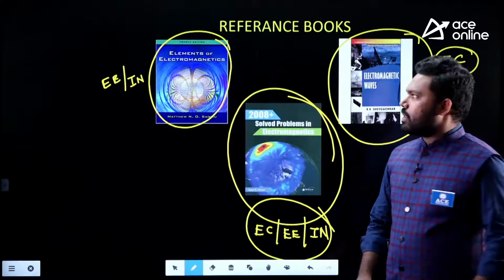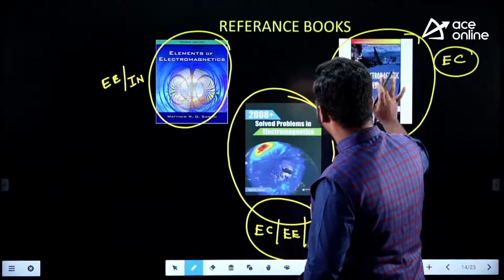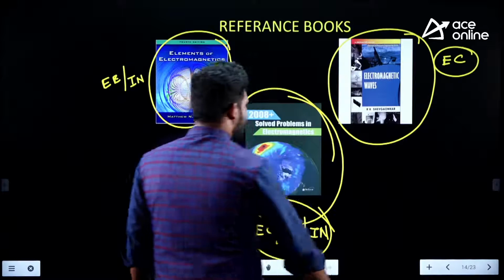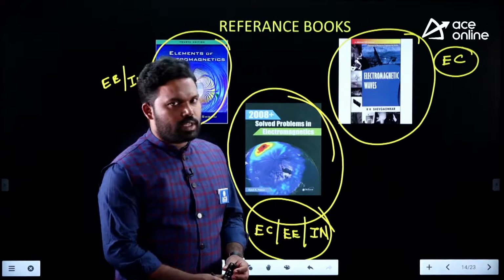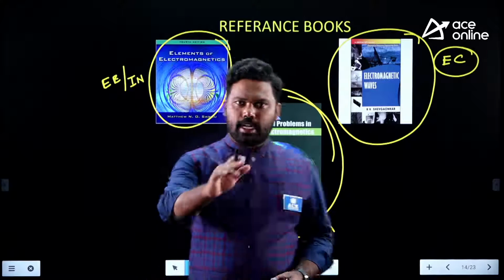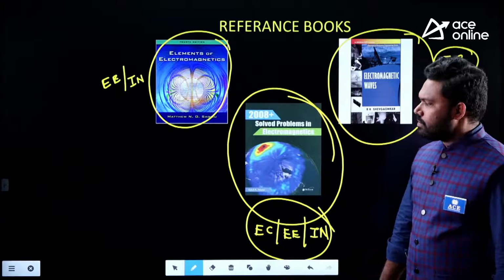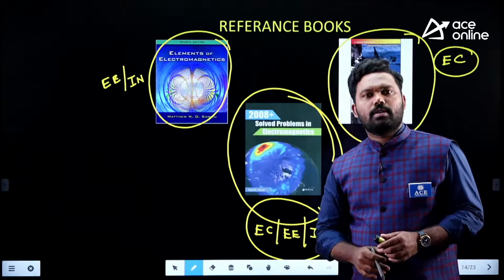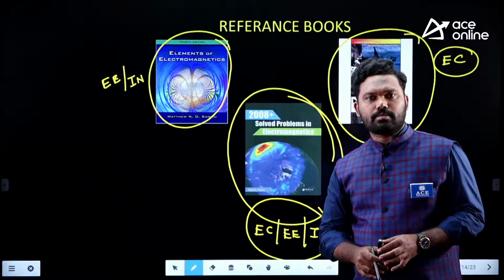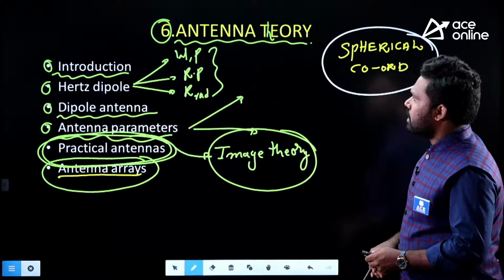Fine. So I strongly suggest for the EC students to read this book, Electromagnetic Waves by R.K. Shevgaonkar. Very simple language, best suited for our competitive exams. And for the electrical and instrumentation engineering students, this book. Fine. So this is all about the preparation strategy, and this is all about the subject, topics, and the syllabus.